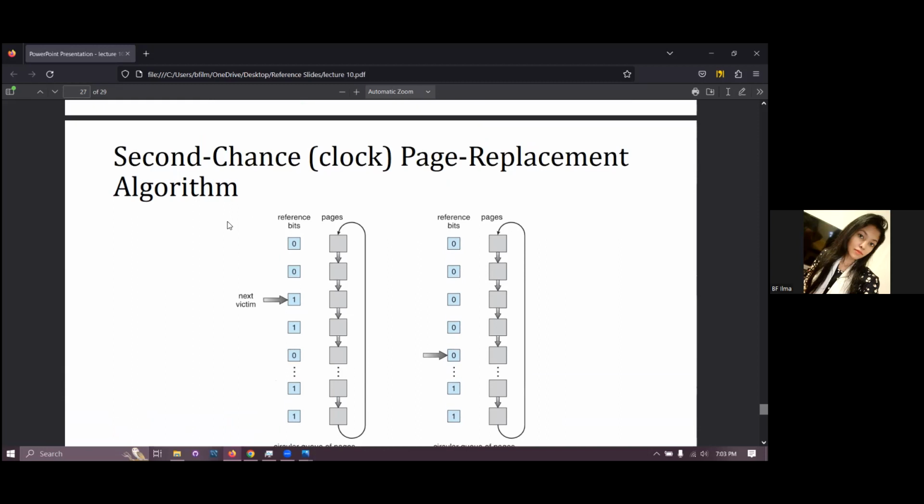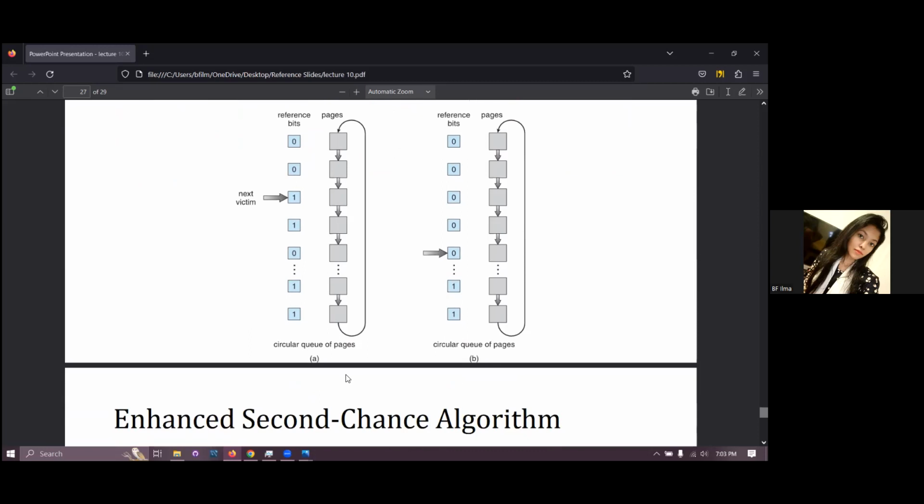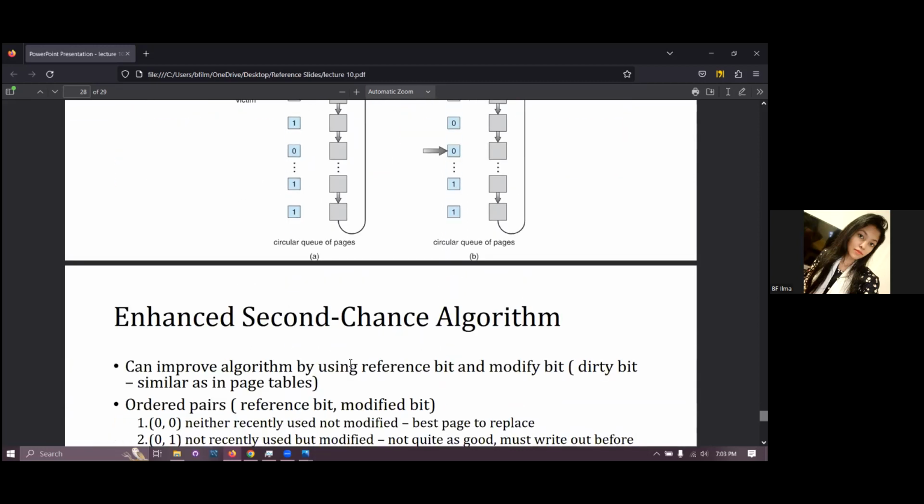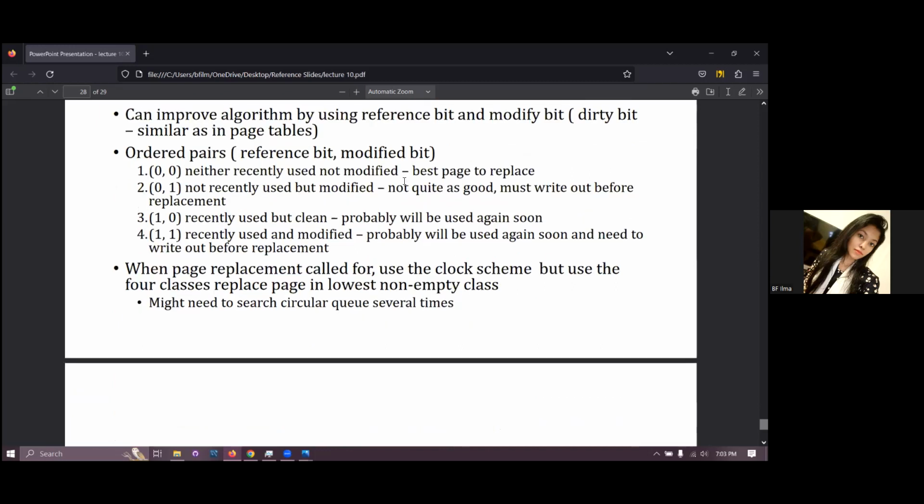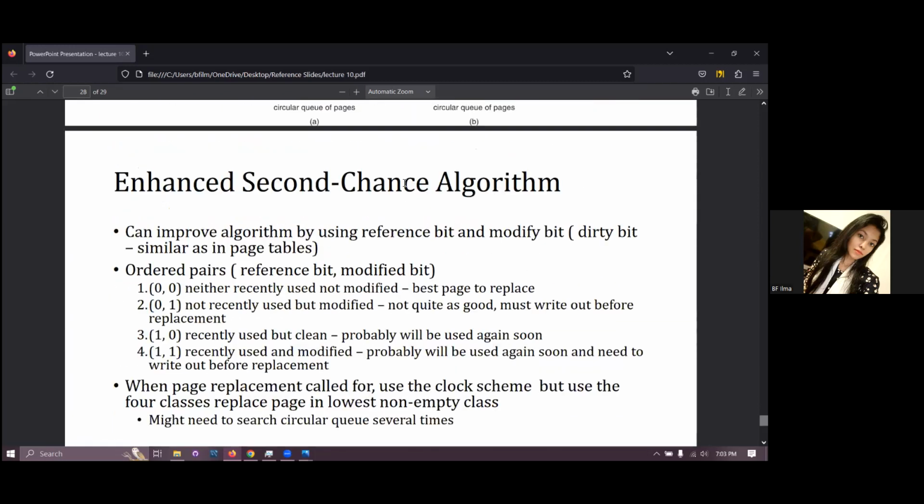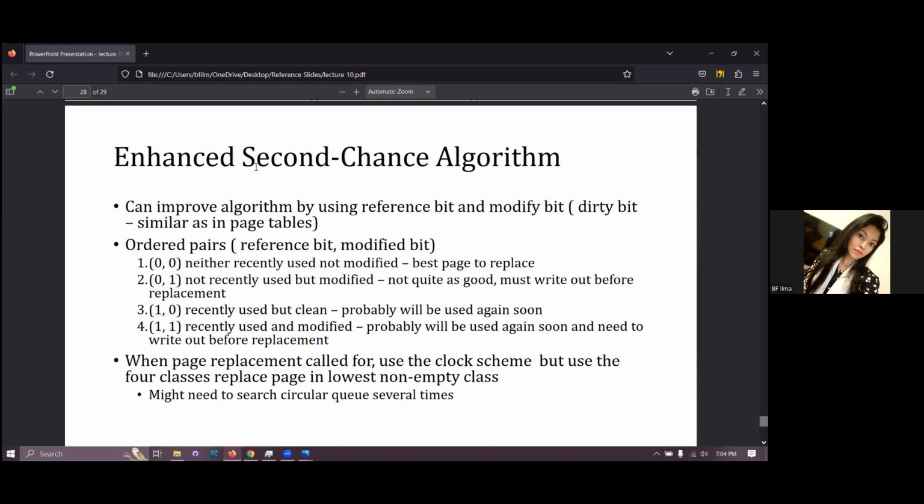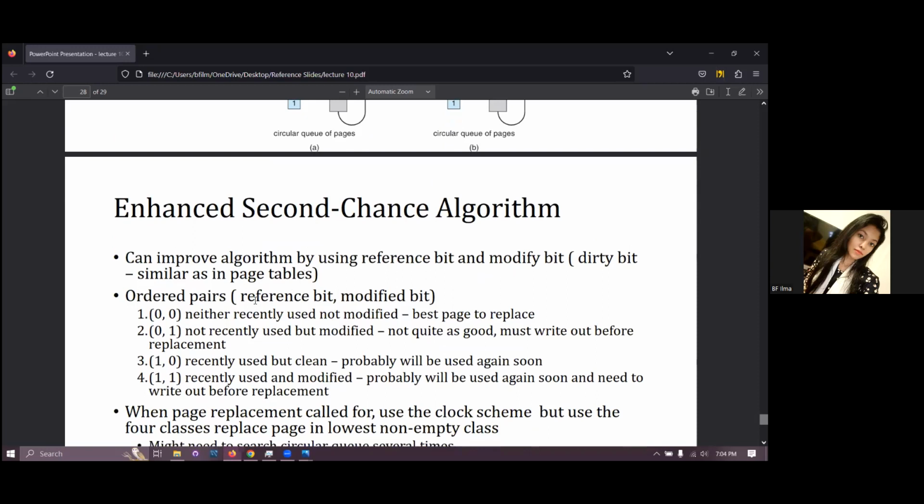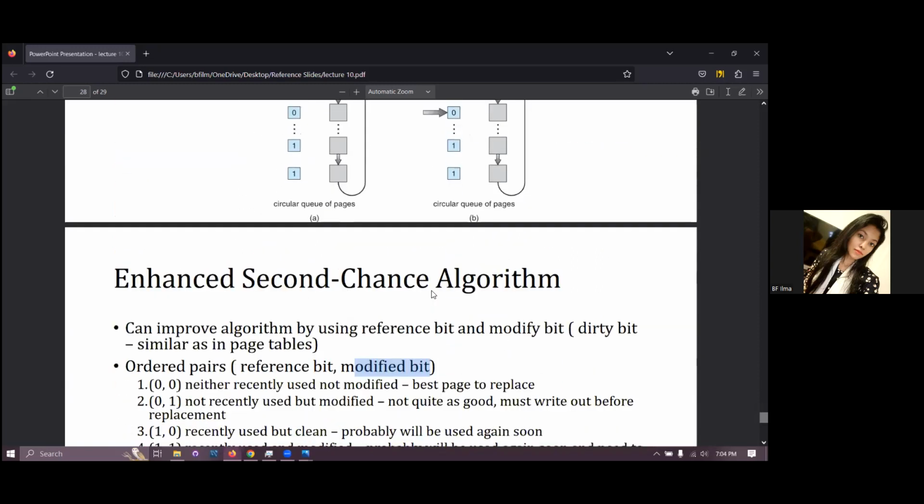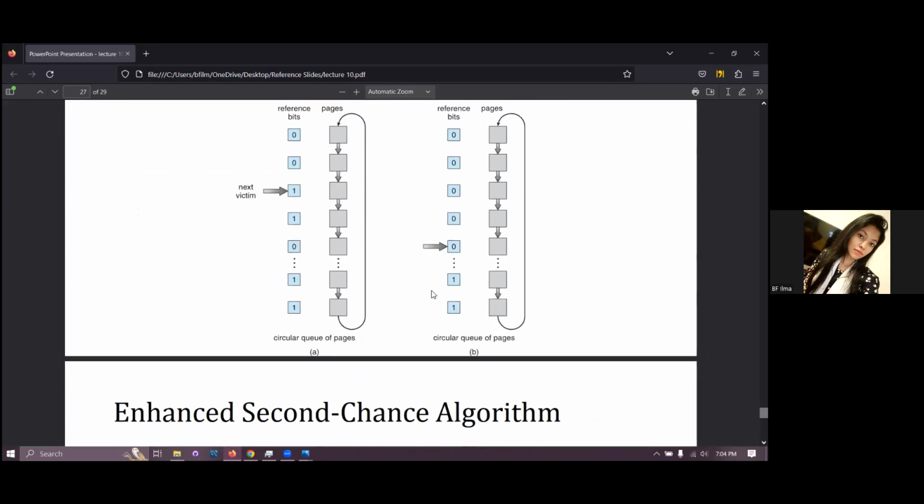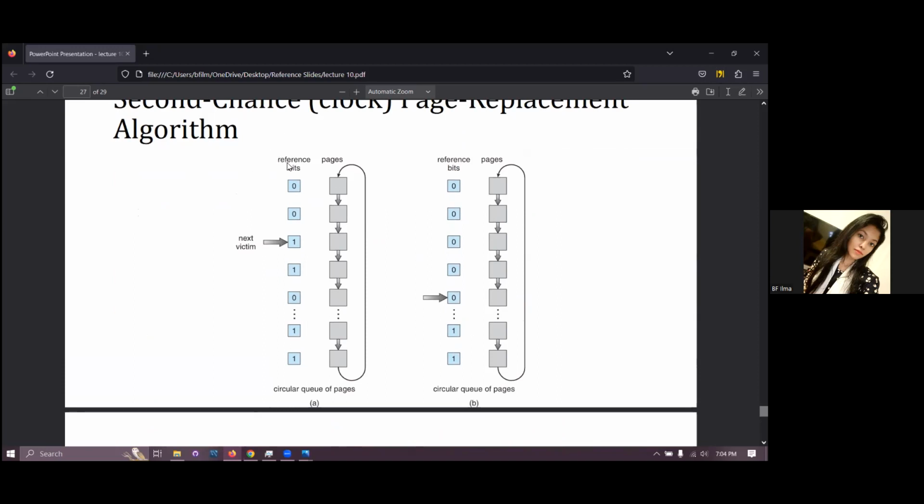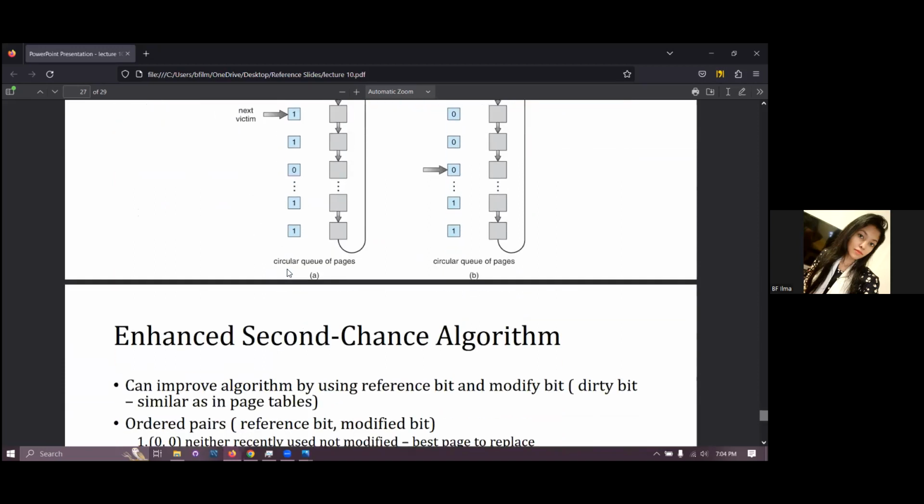If all the reference bits are set to 1, this actually reduces to the first in, first out algorithm. And lastly, we have the enhanced second chance algorithm, where we use another bit called the modified bit. I don't have a graphical representation for that, so assume there's another column next to the reference bit. It is called the modified bit, and it also has ones and zeros.